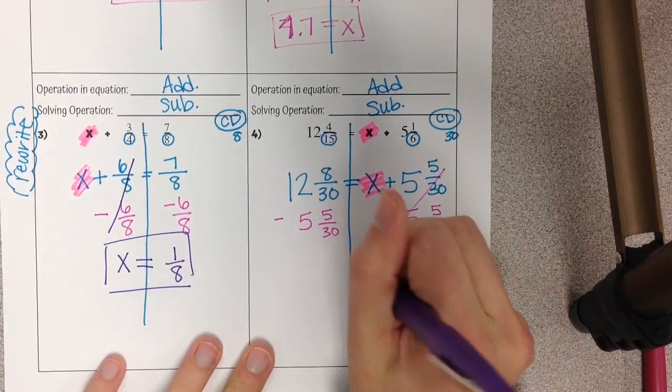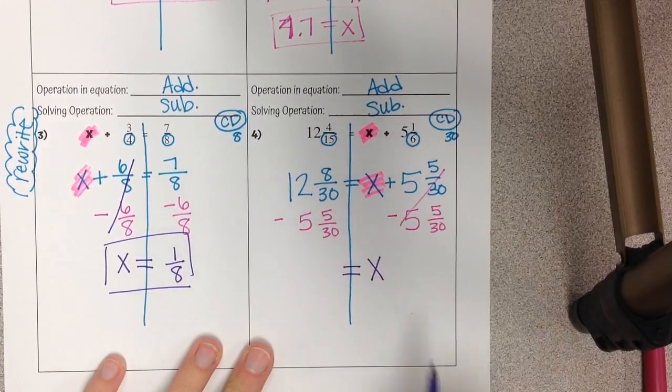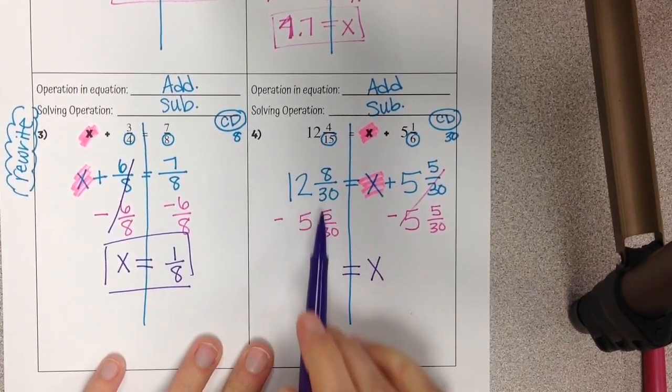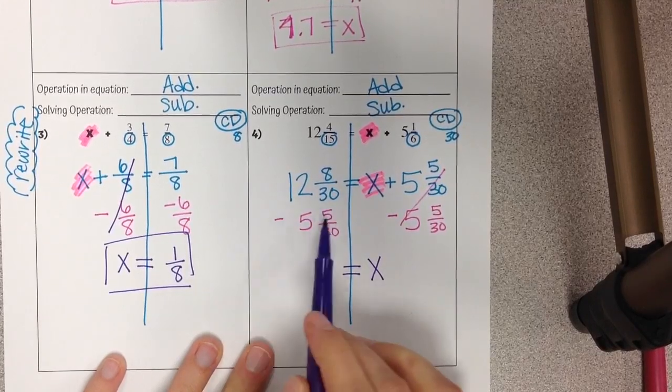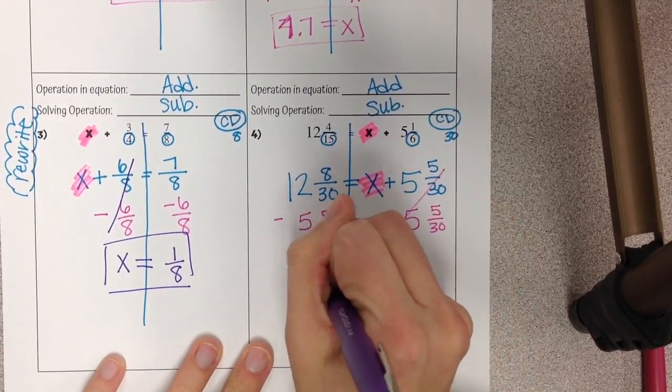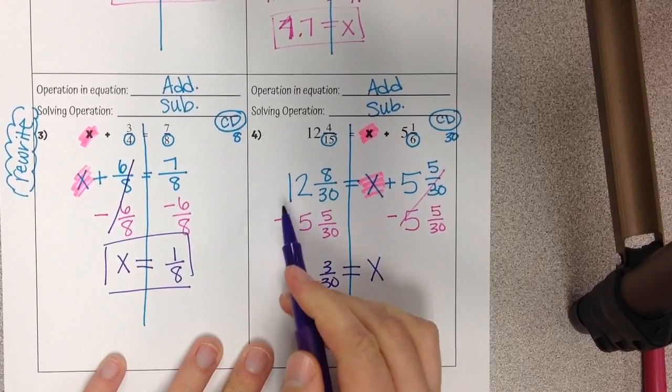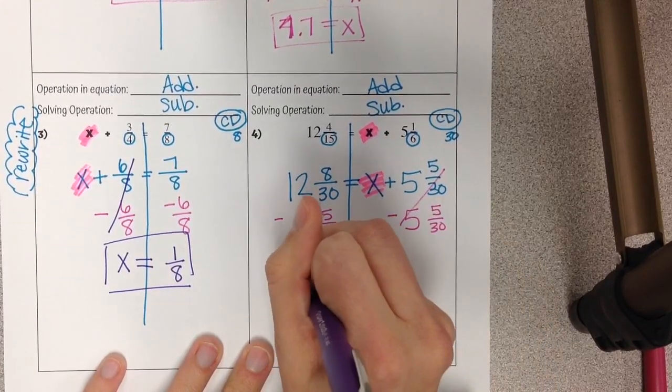So on the right side it cancels out, we're left with just x. On the left side, I'm going to subtract my fractions first. 8 minus 5 is 3/30. 12 minus 5 is 7.